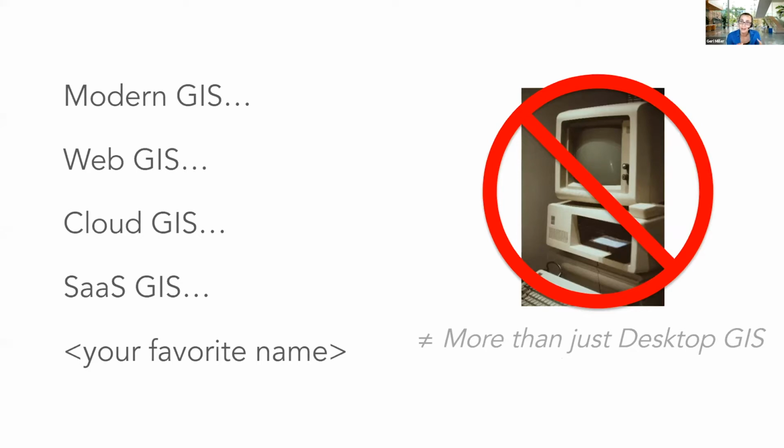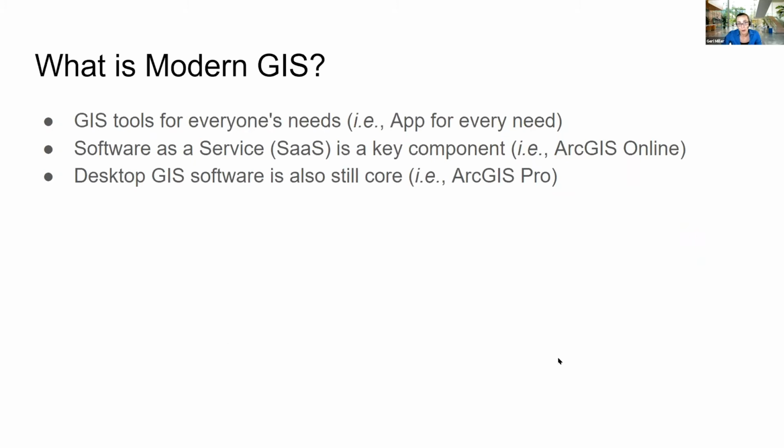But the fact is that it's not just desktop GIS. It's more than just desktop GIS. Desktop has not gone away, particularly ArcGIS Pro is an application, but we do need to start thinking of this modern pattern that is an app for every need approach. So bottom line, what is modern GIS? GIS tools for everyone's needs. So an app for every need.